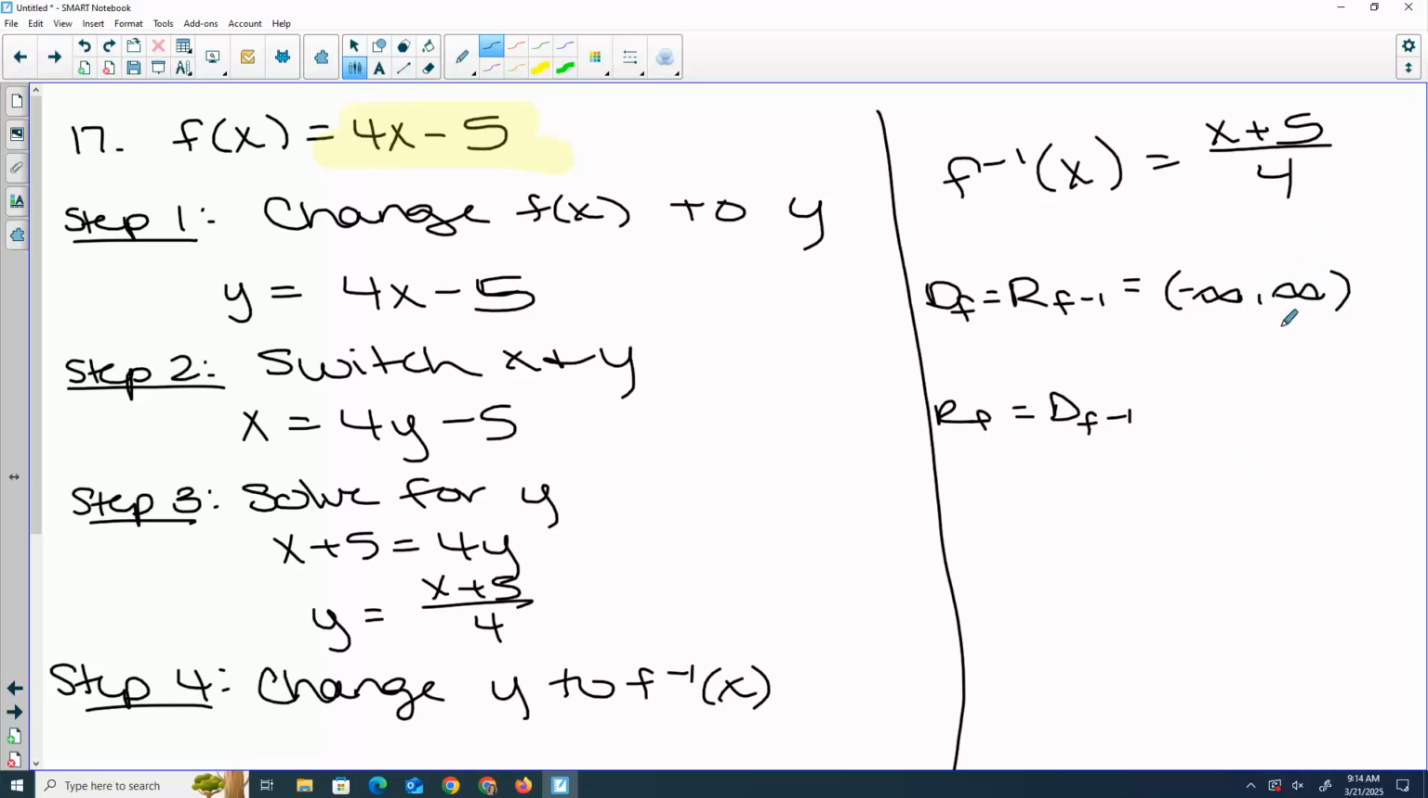Okay. The range of the function. That's harder to tell, but we can look, it's the same as the x of the inverse. This is a fraction, so the bottom can't be 0. Does 4 ever equal 0? No.